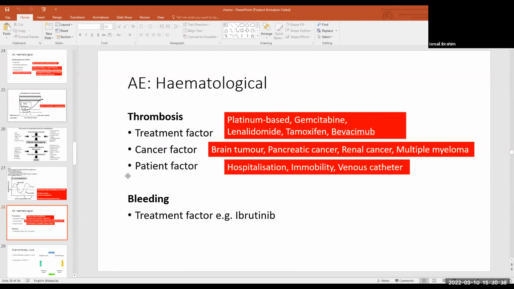Another hematological complication is bleeding. Bleeding can be explained by thrombocytopenia. Another reason people can get bleeding is platelet dysfunction, and an example is the use of ibrutinib, which also causes platelet dysfunction. And patients who receive ibrutinib cannot really receive anticoagulant.